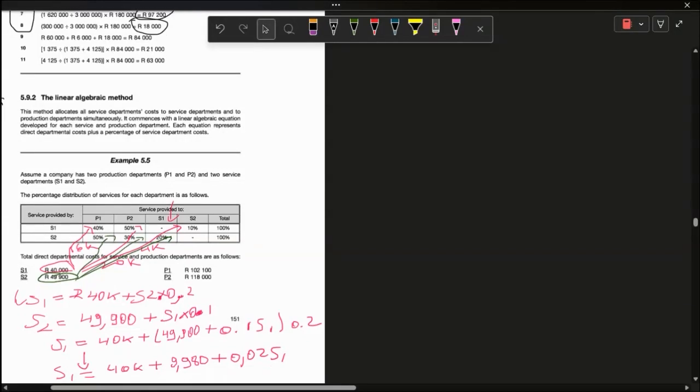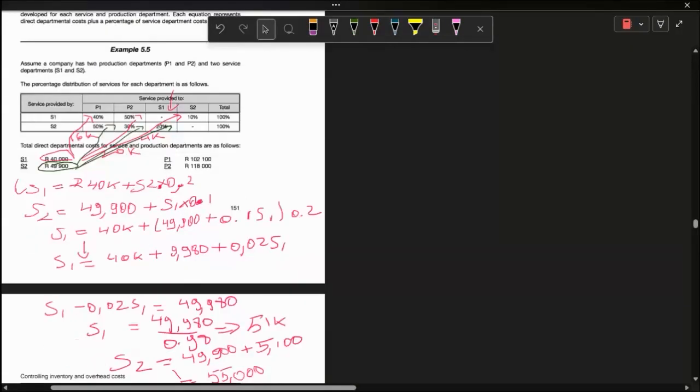What they want you to understand is that these are the total costs. Service one is 40,000, service two is 49,900. Production one is 102,000 and production two is 118,000. So these are the amounts that have been allocated to these departments. There are two service departments, S1 and S2, and two production departments, P1 for production one and P2 for production two. And they provide you the amount.